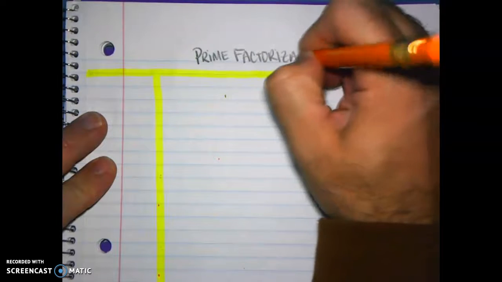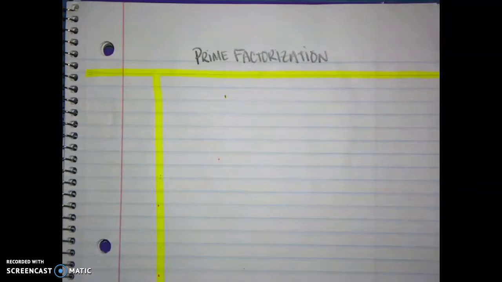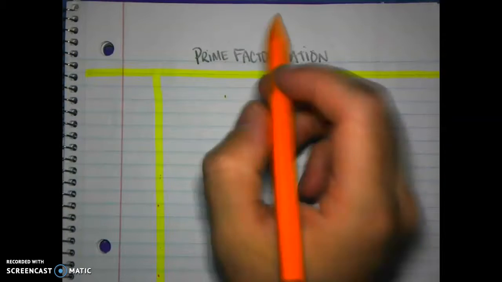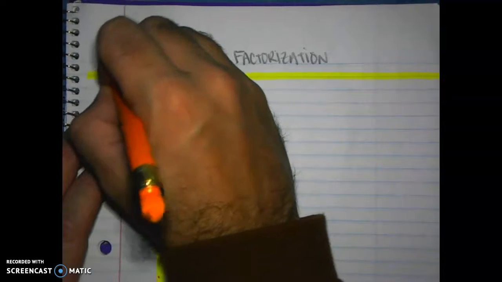Now, I want to remind you, you are watching a video, so if I do seem to be going too fast, remember you could always pause it, rewind it, do what you got to do, all right? So, prime factorization, that's the topic that we're going to talk about today. So you want to get these down in your journal, okay?